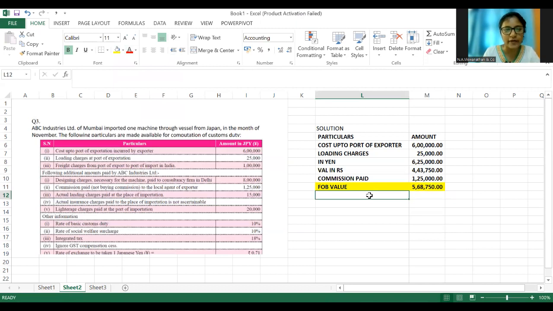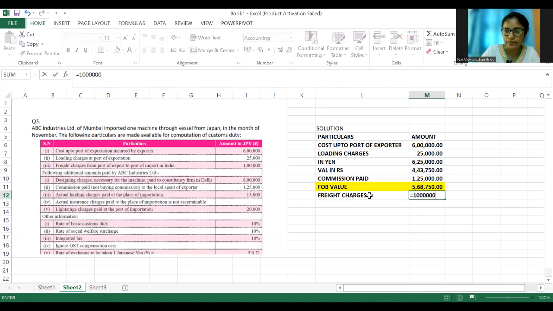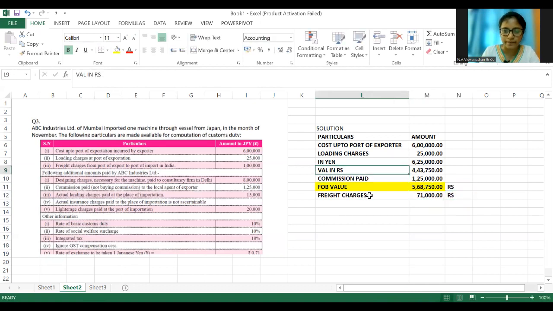Insurance and freight has to be added. So, freight charges is given. It is 1 lakh yen. So, I have to convert 1 lakh into 0.71, which will be in rupees, because now my FOB value I have converted in rupees, and hence the freight also I have to convert in rupees. And then landing charges at the place of importation will not be considered, because any cost after the import happens will not form part of our assessable value.